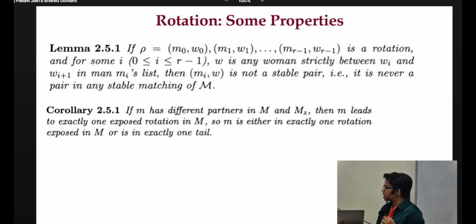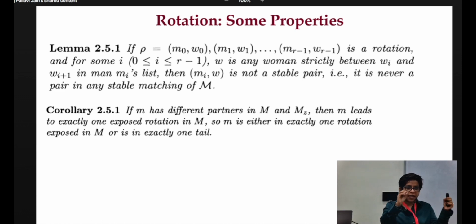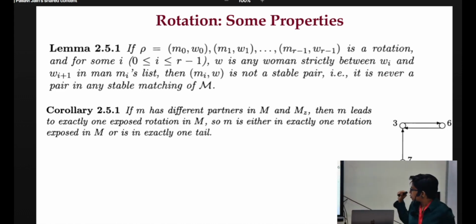So this is somewhat interesting, and it leads to a lot of other consequences, and some of it we might be able to see, which is that if m again has a different partner in mu and mu_z is a woman optimal matching, then m leads to exactly one exposed rotation. So leads means you're either in a rotation, the case that we just now talked about, or you are in the tail of a rotation, which is like you have a path going through, and then a cycle exists. You're not part of a cycle, but you're in the tail of that cycle. Okay? So there was a figure there, this sort of a thing.